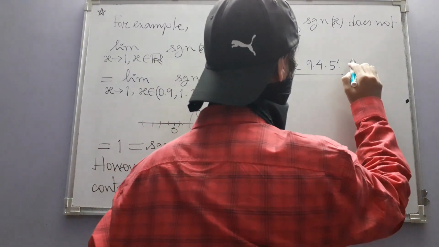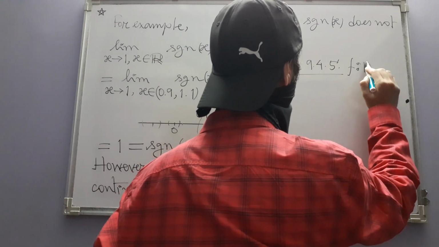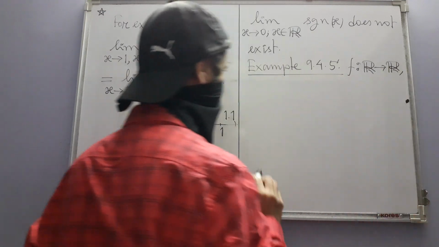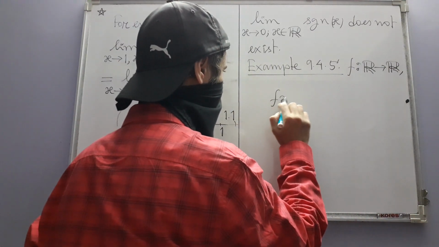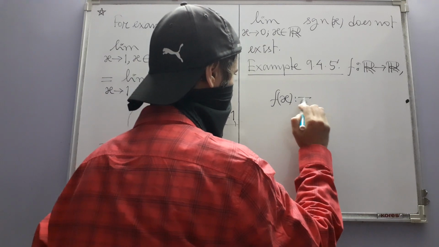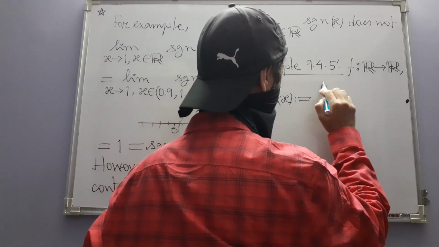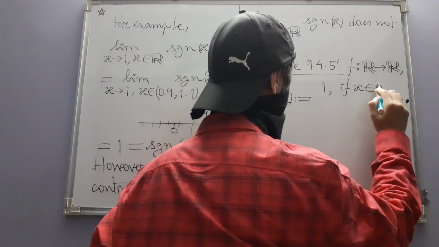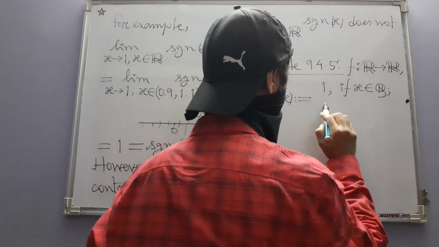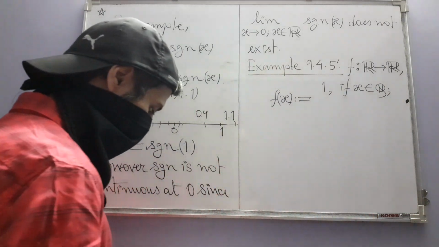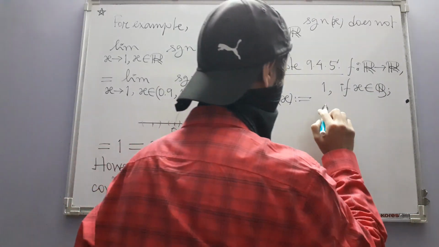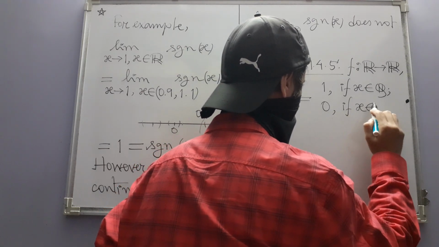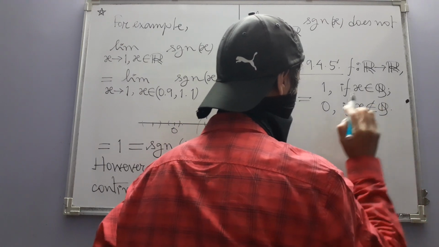Here the function is that one which uses rational and irrational numbers separately in its rule. So the function is defined to have the value 1 if the input is rational, and is it 0 or -1? Actually it does not matter, but still we have 0 here, if the input is irrational.